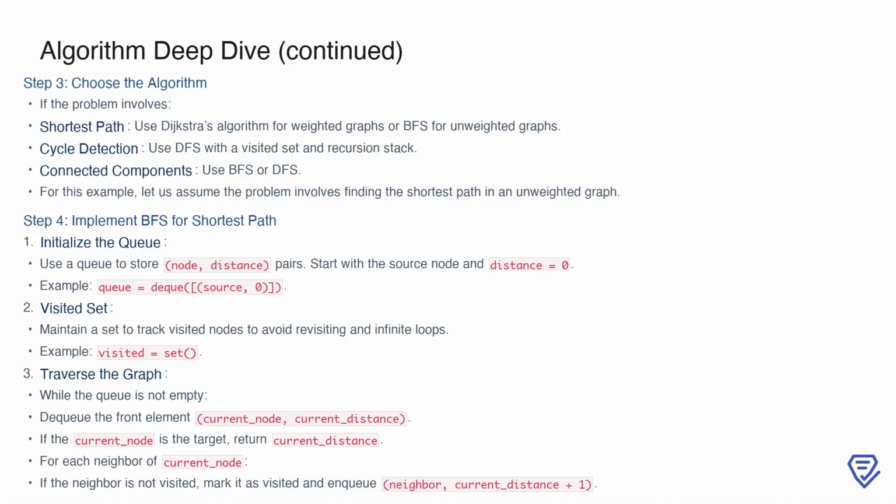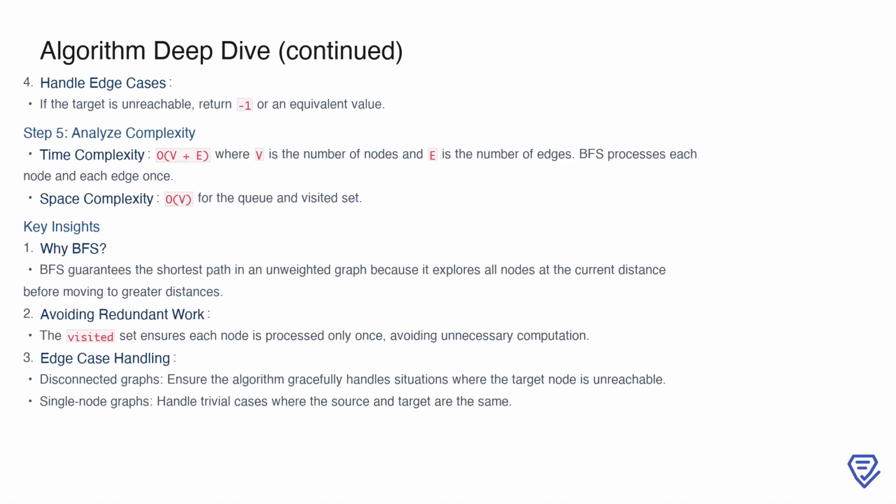incremented distance. It is equally important to handle edge cases in your BFS implementation. For instance, if the target node is unreachable, the function should return -1 or an equivalent value indicating failure. Once the implementation is complete, analyze its complexity. The time complexity of BFS is O(V + E), where V is the number of nodes and E is the number of edges. This is because BFS processes each node and edge exactly once. Space complexity is O(V), due to the storage required for the queue and the visited set.